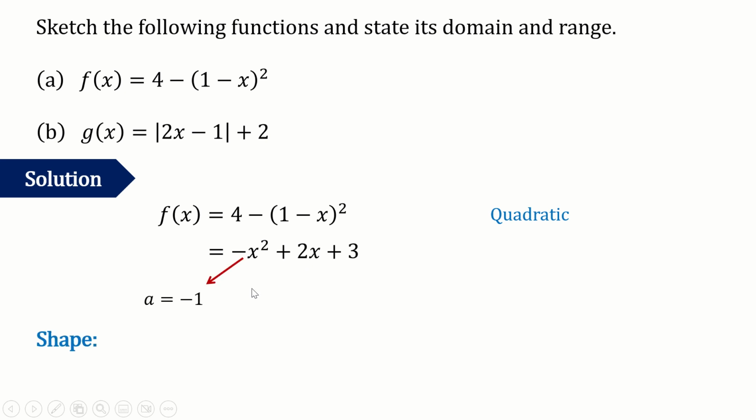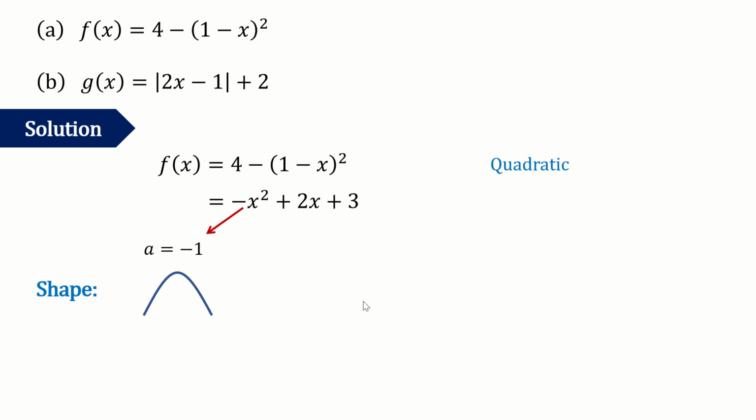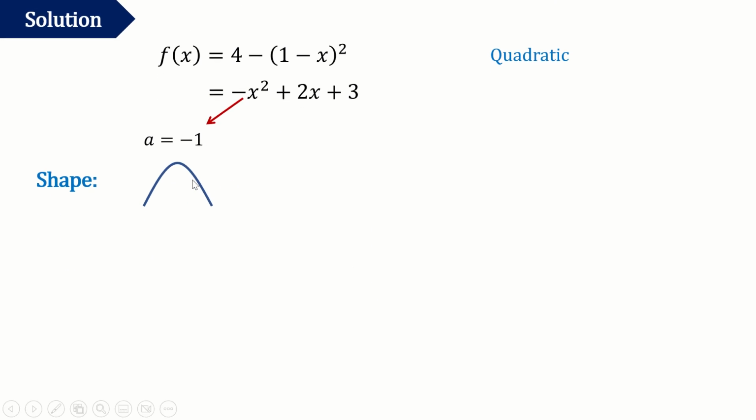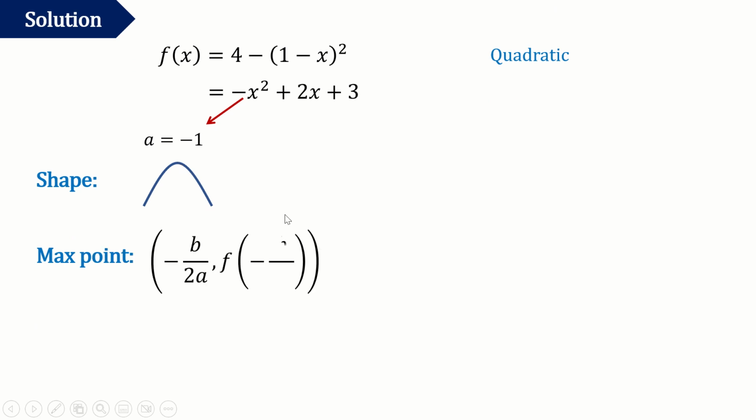So that means the shape of this graph is a sad shape. Alright, so that's for the shape. Since we have this type of shape, it is going to have a maximum point up here. To find the maximum point, we can use this formula: negative b over 2a, then f of negative b over 2a. So first we find negative b over 2a, and b is equal to 2. So we can substitute into this formula.